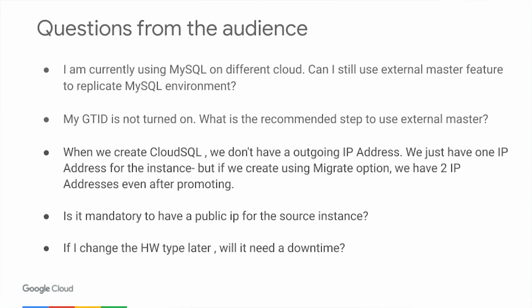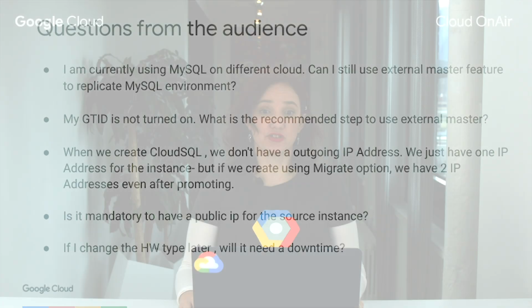Is it mandatory to have a public IP for the source instance? Yes, but you can use a firewall to protect your server and only allow the outgoing IP address to connect to your database. If you're not able to do that, I'd have to wildcard everything to be able to connect. You can still do the offline approach where you have a dump and import everything. But yes, a public IP is necessary for you to connect.